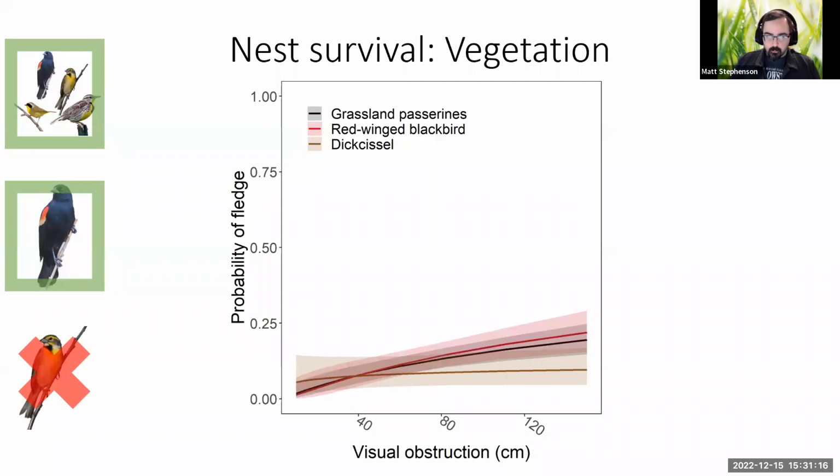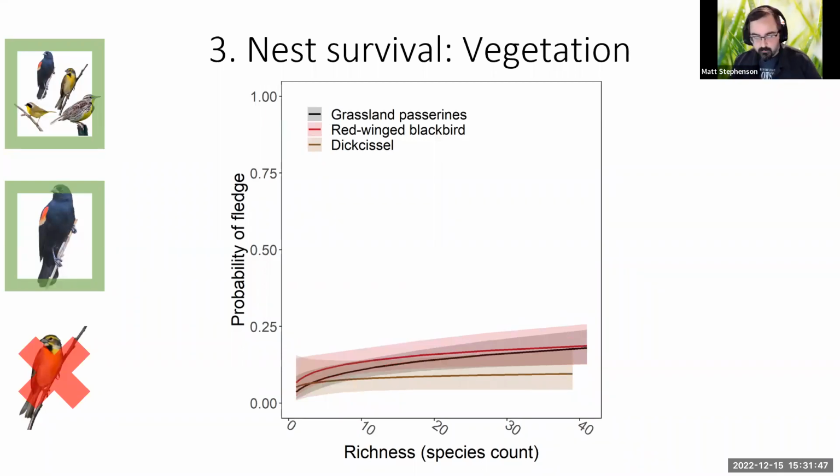Our vegetation variables that were important to nest survival included, again, both vegetation density and diversity. This slide is vegetation density. So more dense vegetation near the nest indicated a higher probability of fledging for red-winged blackbirds and grassland nesting passerines as a group, but not for dickcissels. And vegetation diversity was a good predictor. Next slide. Vegetation diversity was a good predictor of survival for blackbirds and grassland nesting passerines, again, but not for dickcissels.